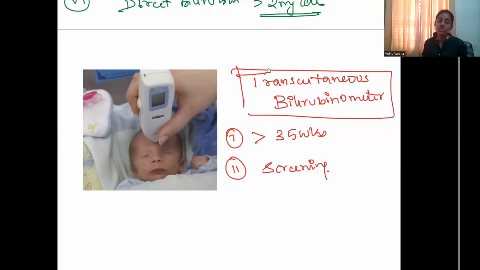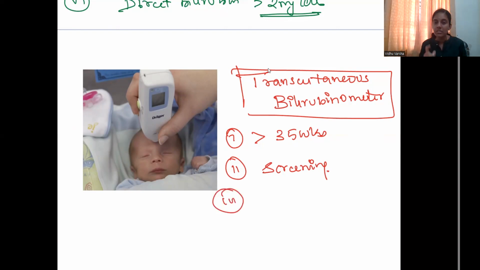Okay, whenever you start the child on phototherapy, you can't use a transcutaneous bilirubinometer. So after you start phototherapy, you have to check only the serum bilirubin, that is blood pricking the child. You have to use the total serum bilirubin level. You can't use a transcutaneous bilirubin. Only before starting the phototherapy, you can check this as a screening method.